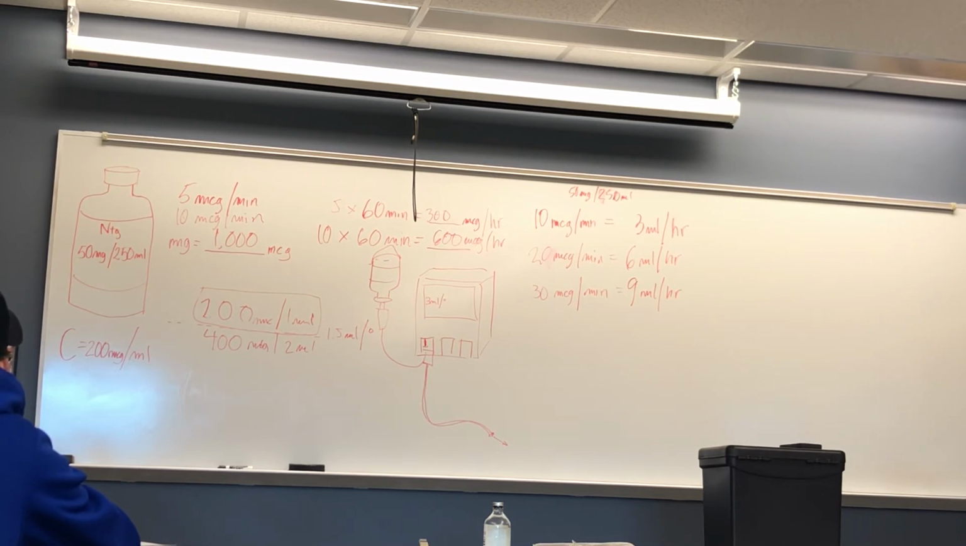Okay, so 3, 6, 9 is 10, 20, 30 mics per minute. One more time? 3, 6, 9 is 10, 20, 30 mics.